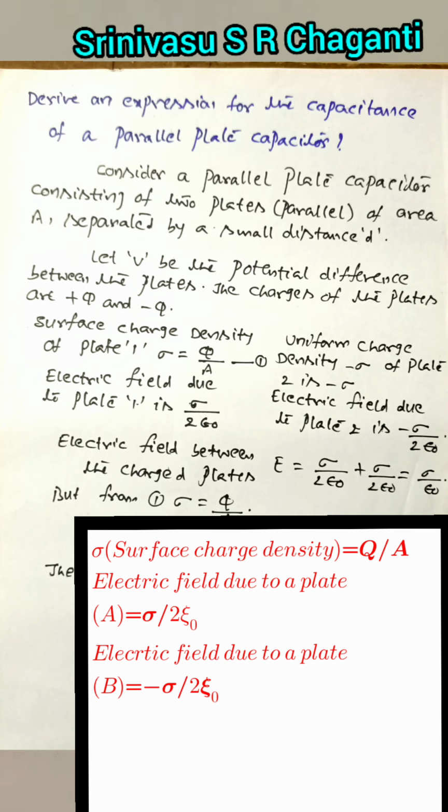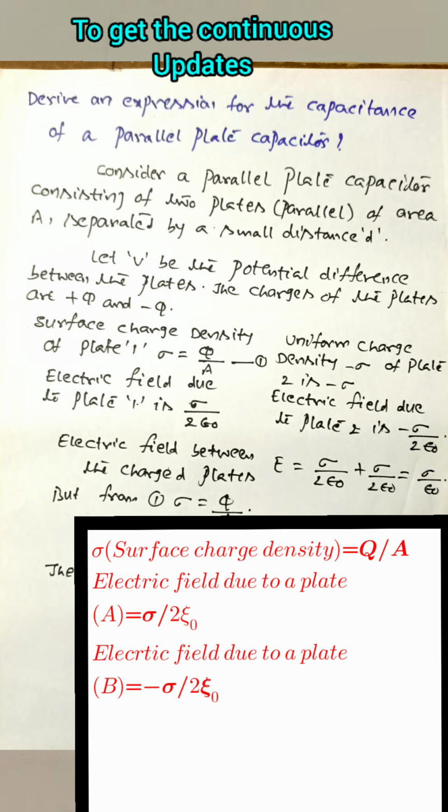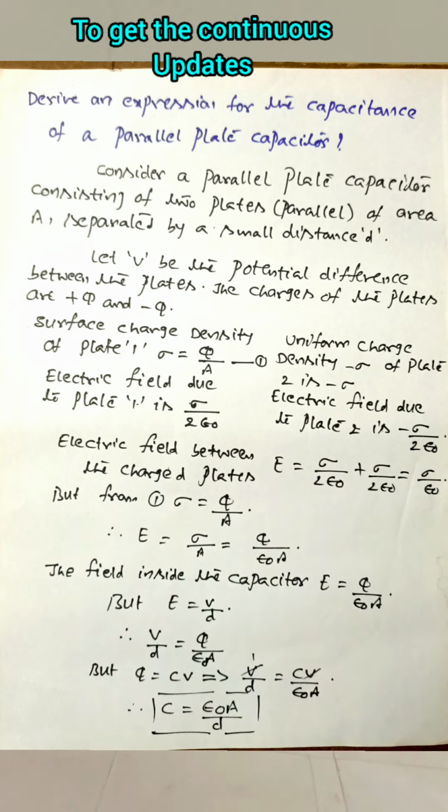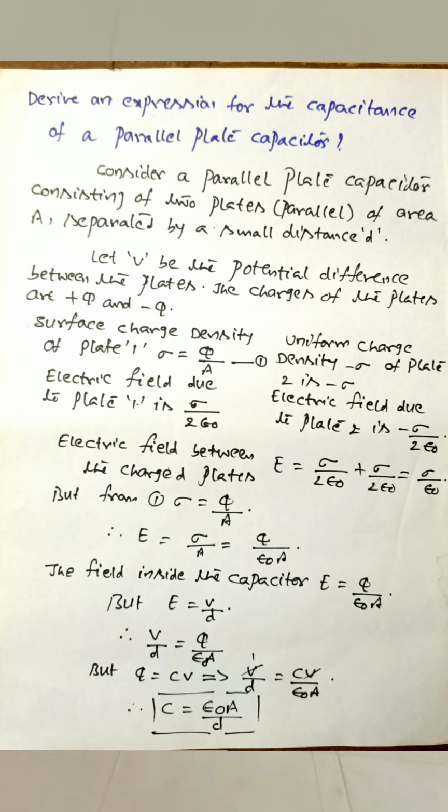Surface charge density of plate 1, charge per unit area, sigma is equal to Q by A. From equations 1 and 2 you can write E is equal to Q by epsilon 0 A. Field inside the capacitor E is equal to Q by epsilon 0 A. But we know that E is equal to V by d. From equations 3 and 4 we can write V by d is equal to Q by epsilon 0 A. V by d is equal to CV by epsilon 0 A. Therefore C is equal to epsilon 0 A by d.